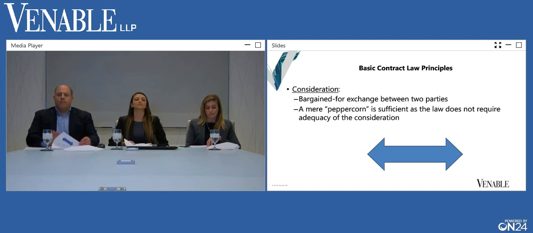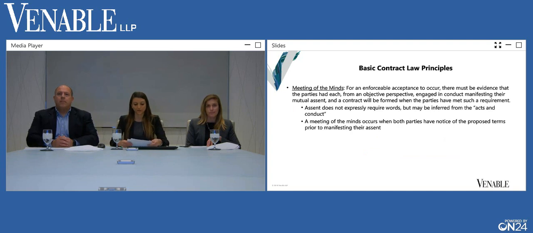Next, we'll discuss the concept of meeting of the minds. Whenever a contract is formed, usually meeting of the minds is discussed. For an enforceable acceptance to occur, there must be evidence that the parties had each, from an objective perspective, engaged in conduct manifesting their mutual assent, and a contract will be formed when the parties have met such a requirement. So the key point here is the mutual assent, and to make sure that there is agreement from both parties. That assent does not expressly require words, but may be inferred from the acts and conduct of the parties.